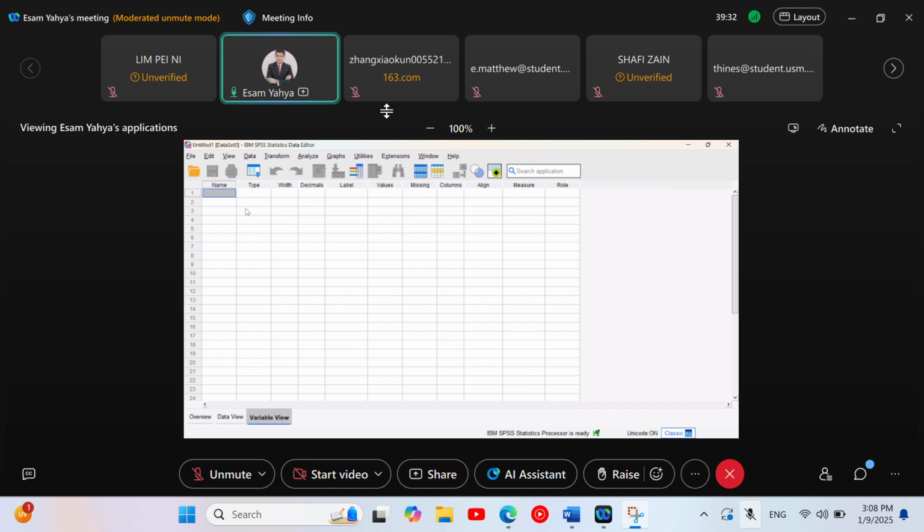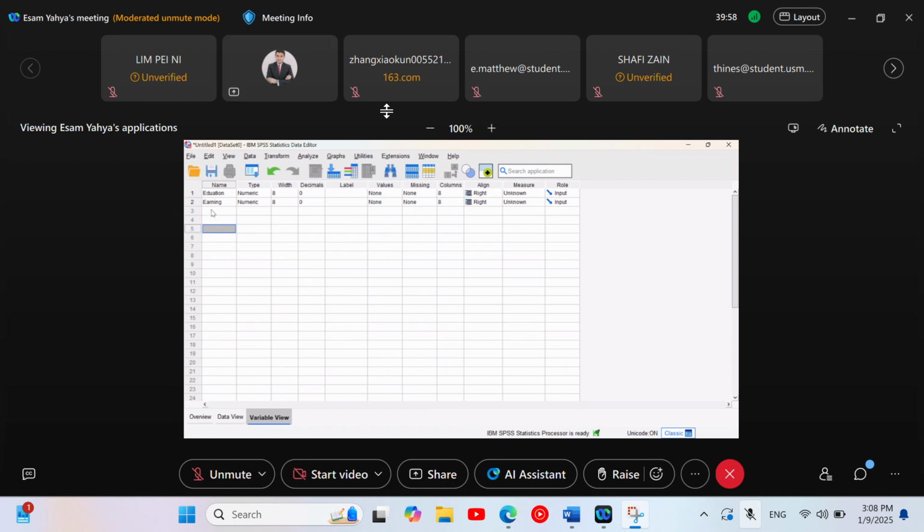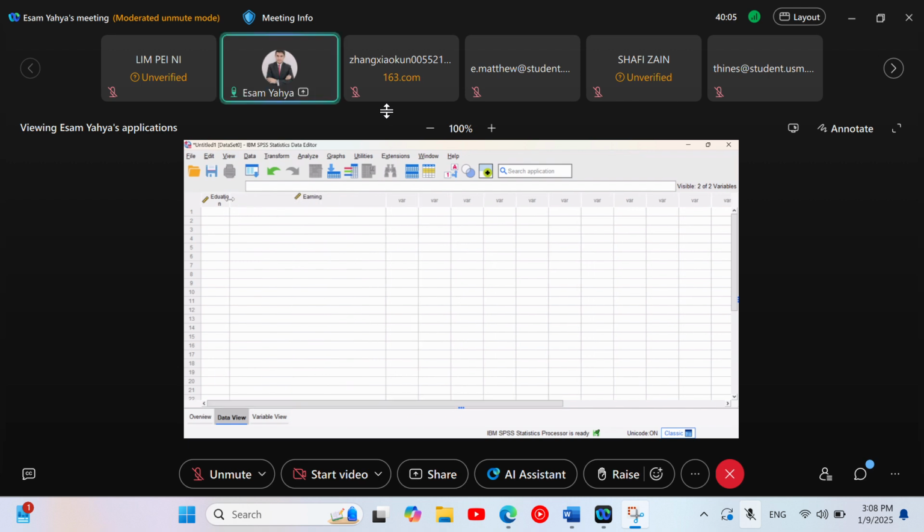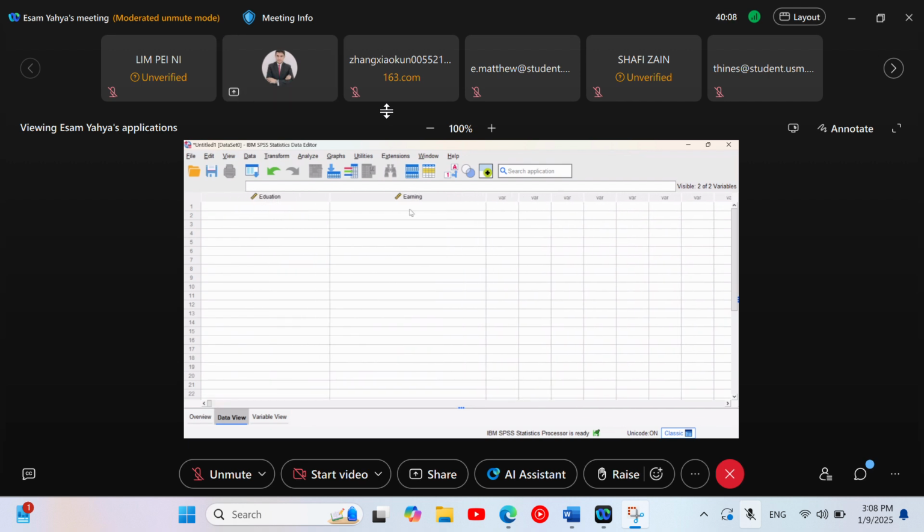we can use education years and income. The first one will be education. The second one will be earning. For decimals, I will just start with zero decimal and zero decimal. After I enter these two, sorry, this one has a spelling mistake. Okay, earning. And then we go to data view. Here it comes, data view. So we have education and earning.